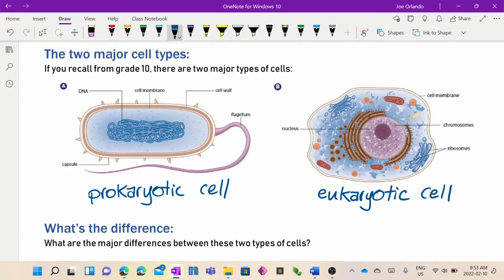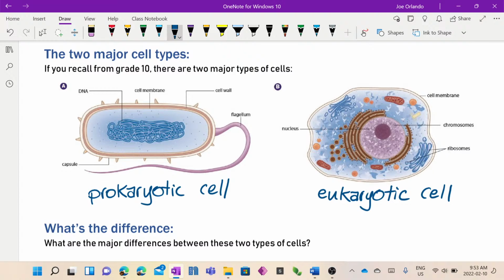Now, these are not the domains, but they're related to the domains. All right, we're going to take a look at this, and it's going to give us a sense of how we first divide cells into categories. What do we notice about these? What is the difference between these 2 types of cells?